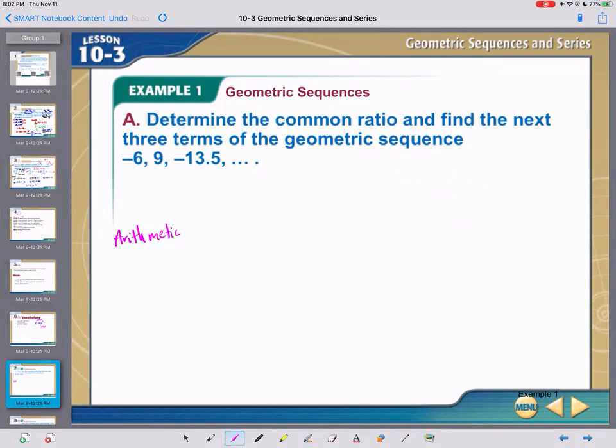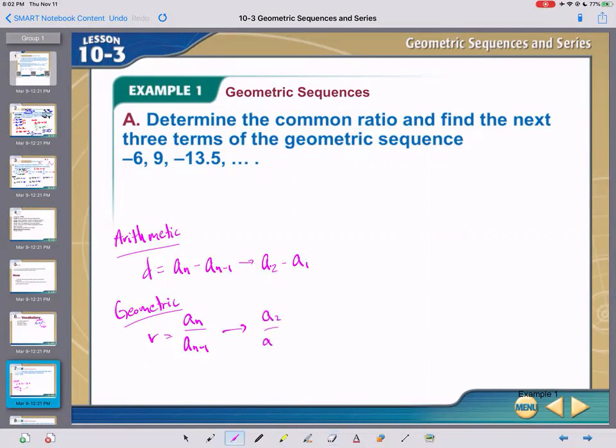For arithmetic, the common difference was the second term minus the first term, or said another way, any term subtracting the term that came before it. For geometric, what we're dealing with today, they call it a common ratio, and the common ratio is found by taking any term and dividing it by the term that came before it. Said another way, whereas last class it was a2 minus a1, today it'll be a2 divided by a1.